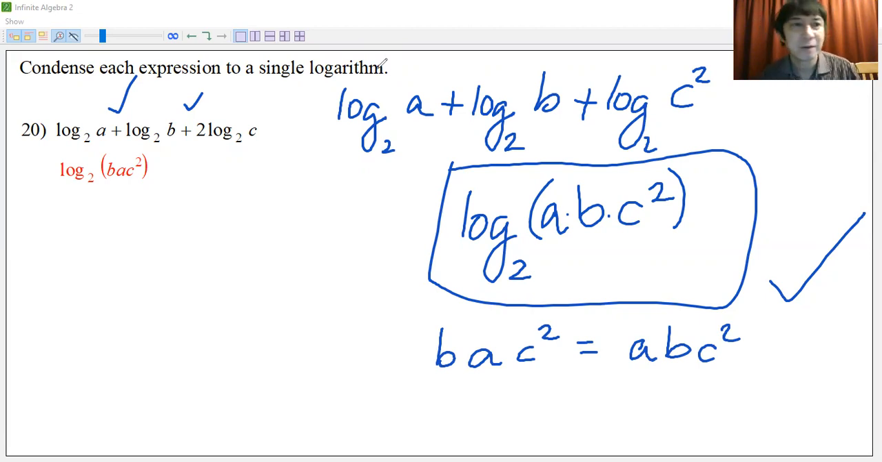Okay, that will be all for our properties of logarithms. I hope you were able to learn expansion and condensation of logarithmic expressions.